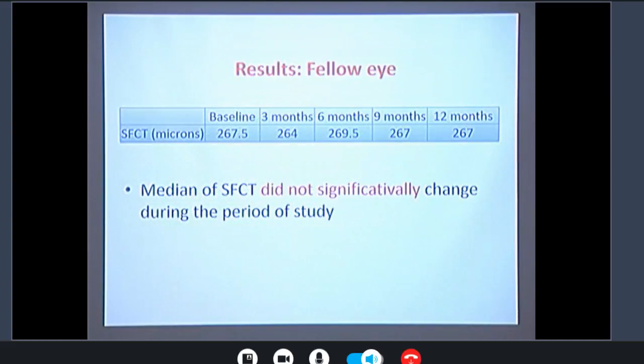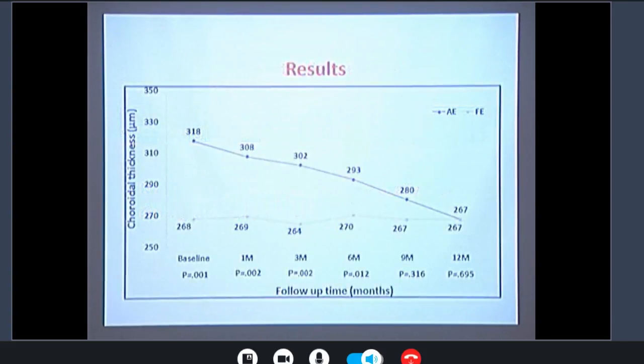The fellow eye control is normal, as in all the studies. This graphic shows very well the decrease in the thickness of the choroid in the treated eye compared to the fellow eye, which maintains a normal thickness.